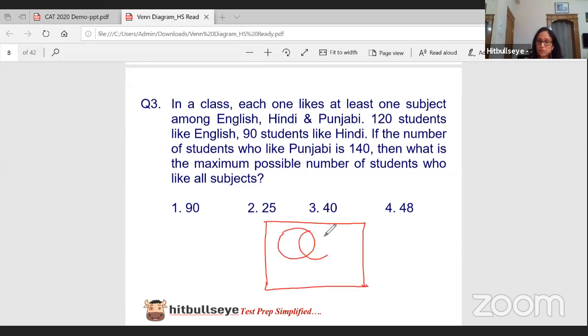I said that this was English, Hindi, Punjabi. I might have changed the order here. I think it's going to be the same. So 120 students were for English, right, Shubhra? 90 students liked Hindi and 140 liked Punjabi.